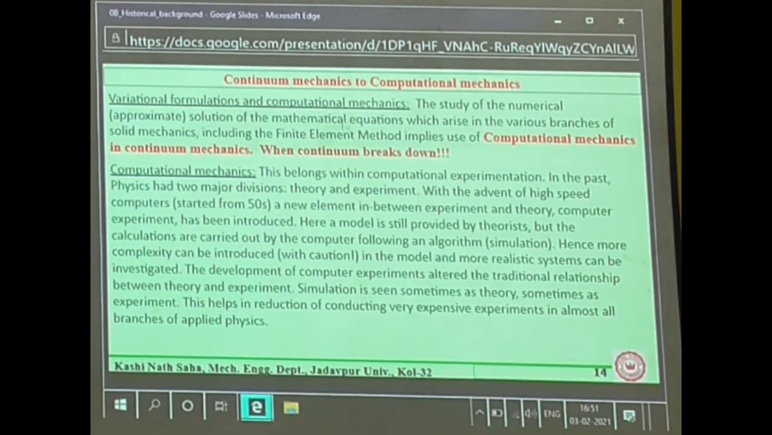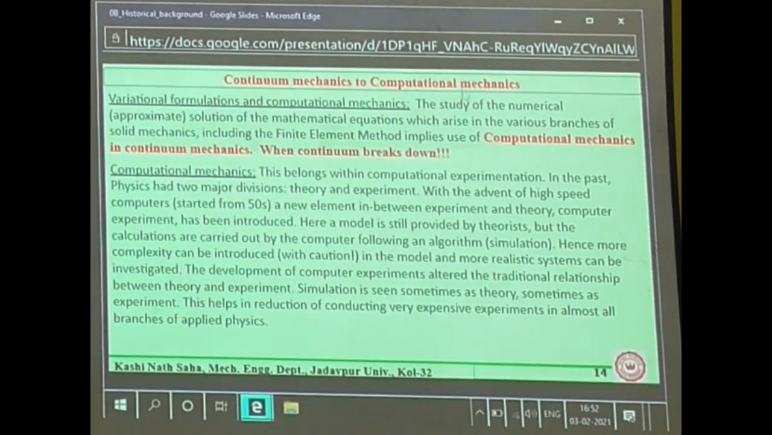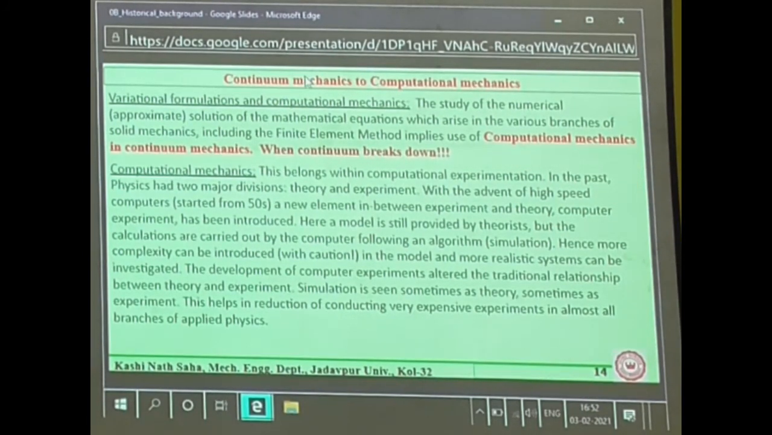So variational formulation and computational mechanics, what is there? The study of numerical solutions is always advancing, that you must understand. The numerical equations which arise in various branches of solid mechanics, the finite element method, imply use of computational mechanics in continuum mechanics. So computational mechanics is a specialized area, a subset of continuum. When continuum breaks down, the laws of continuum mechanics are still valid in those two or three domains, but you have to break down.